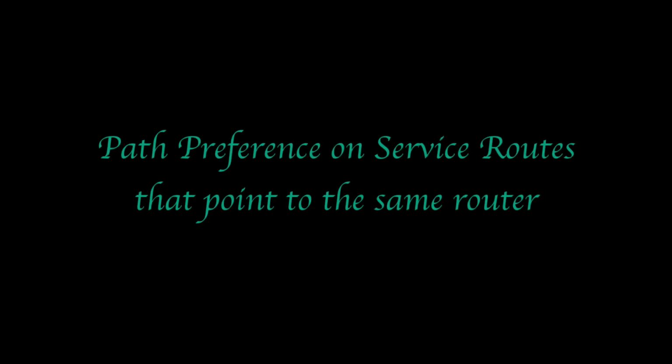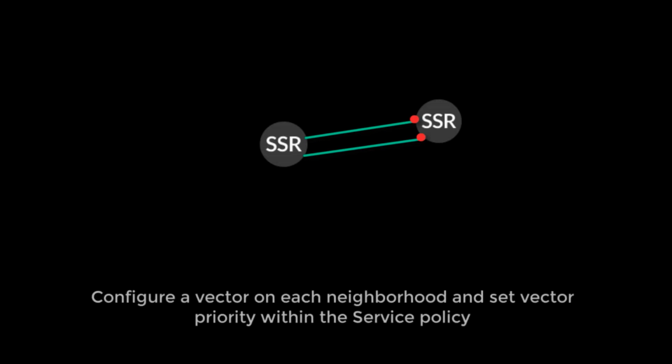Now that we've reviewed the configuration of having multiple service routes across routers, you may be asking yourself, what happens when you have more than one service route headed to the same router? How do you set preference in this case? You will need to configure a vector at each of the neighborhoods. Then at the service policy, give your vectors priority to set path preference.